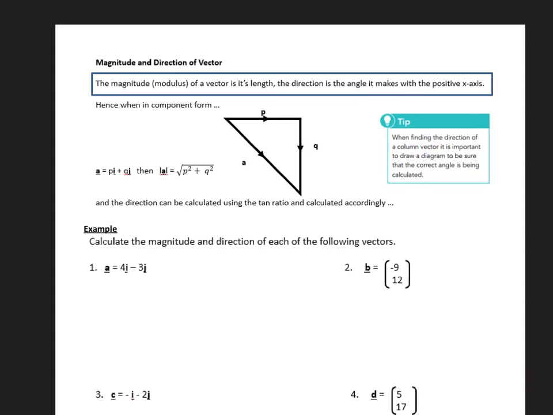So here I've got p, q, and a making a triangle. So I could say the vector a is p plus q. And the magnitude of a, well, I would just use Pythagoras to work it out. I would do p squared plus q squared and then square root it. And to work out the angle, I can just use trigonometry, so SOHCAHTOA, to help work out the angle. So we normally have opposite and adjacent, so I can work out that angle there by using tan.